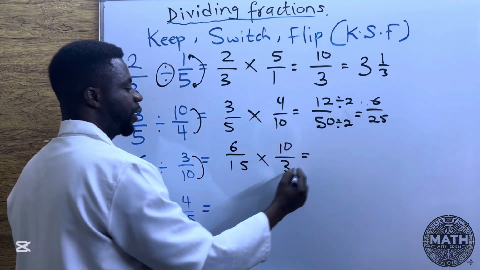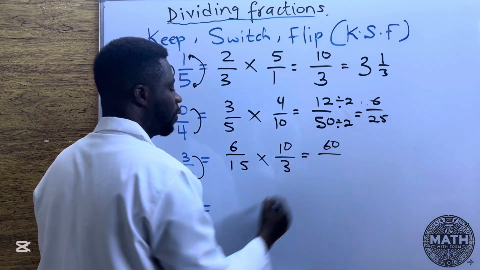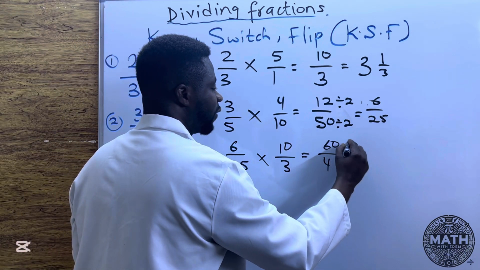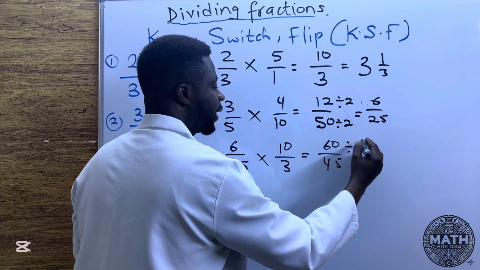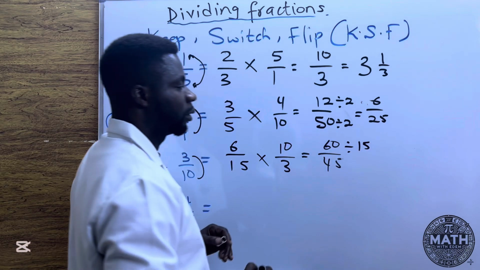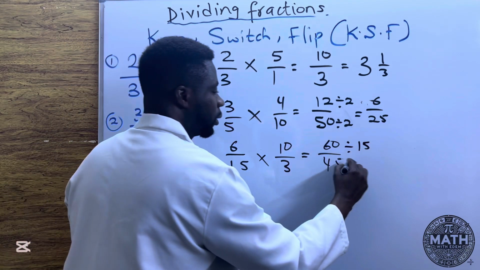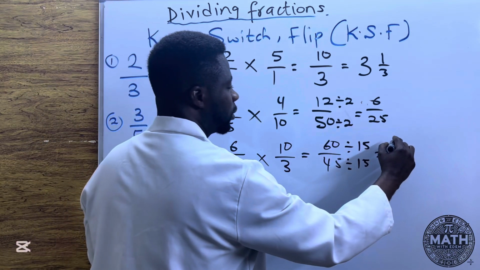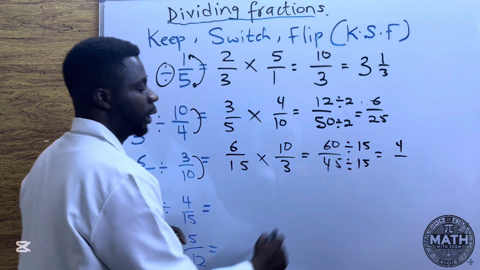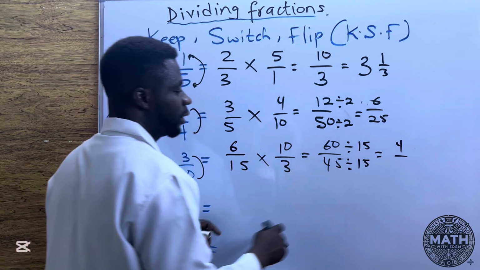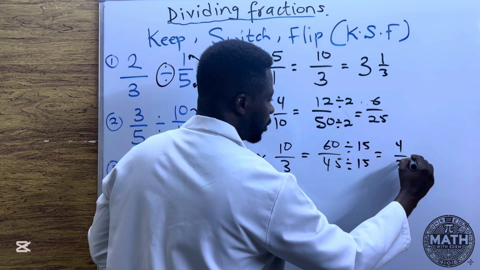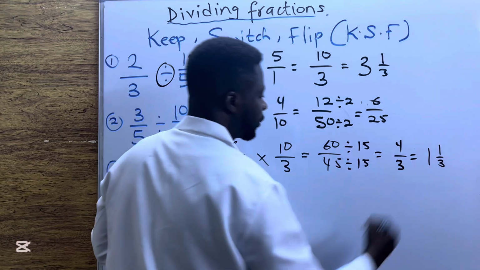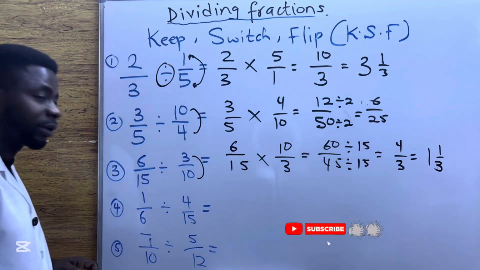6 times 10 giving us 60 over 45. Now we can simplify this fraction by dividing by 15. We divide the numerator by 15 and divide the denominator by 15. 60 divided by 15 is going to give us 4. And then 45 divided by 15 is going to give us 3. So our final answer is going to be 1 whole 1/3. Great. Let's look at number 4.